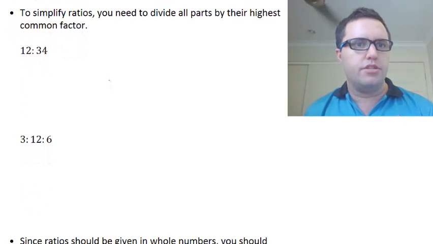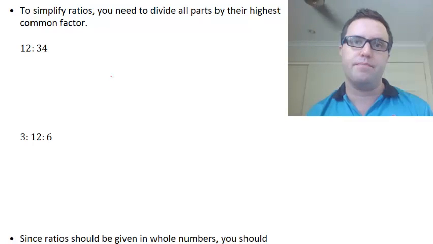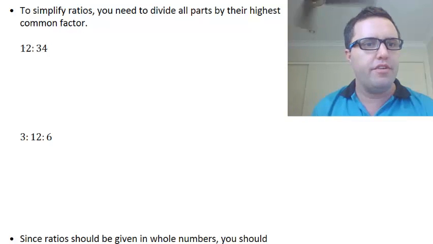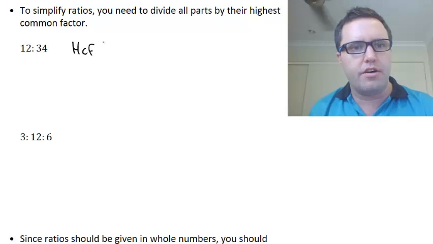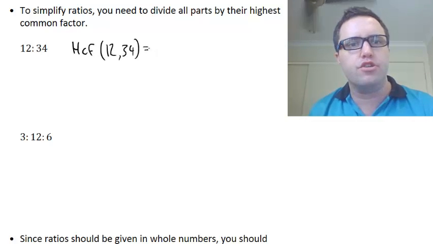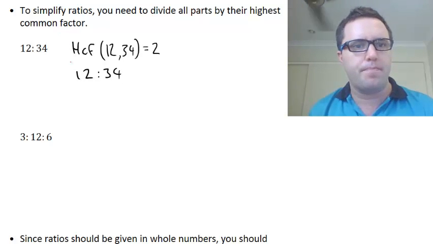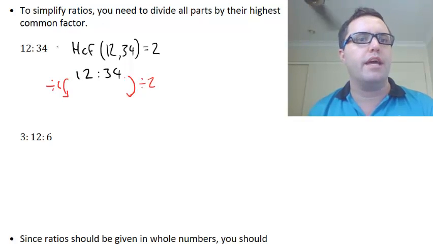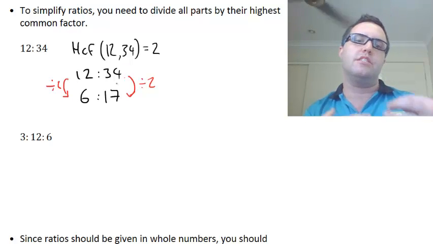Next one here. So to simplify ratios, you need to divide all parts by their highest common factor. Okay. So if we have 12:34 here, well, the highest common factor of 12 and 34 is 2. So that means we're going to divide both sides of that by 2. So if I get 12 is to 34, divide by 2, divide by 2, we're going to end up with 12 divided by 2 is 6, 34 divided by 2 is 17. So that's the simplest form of that one.